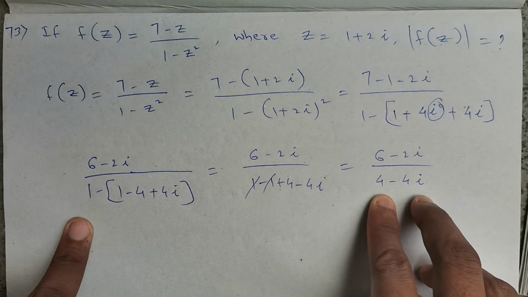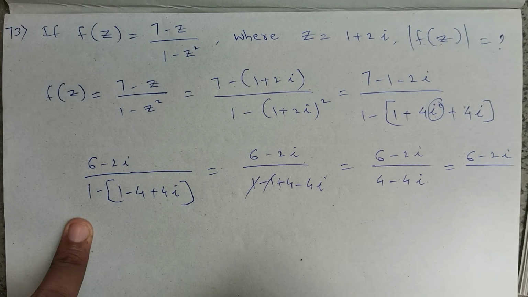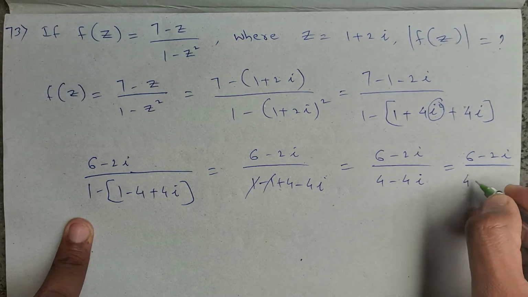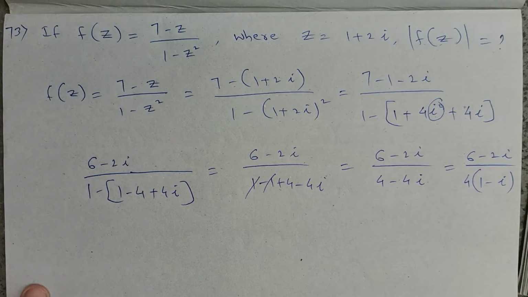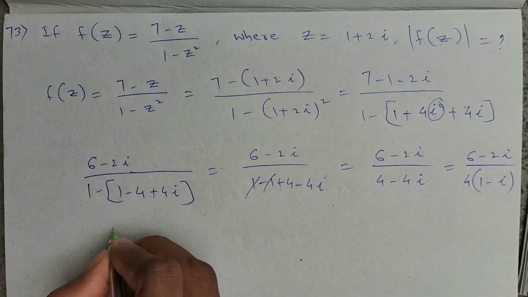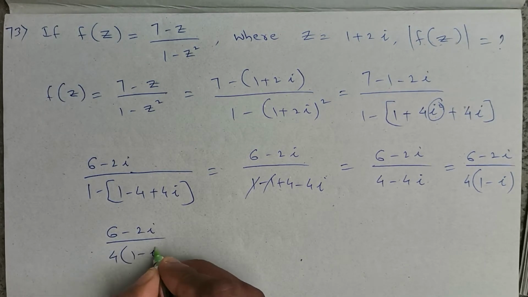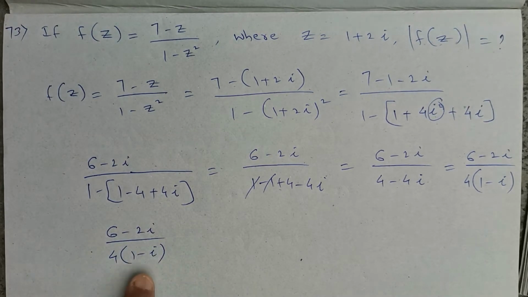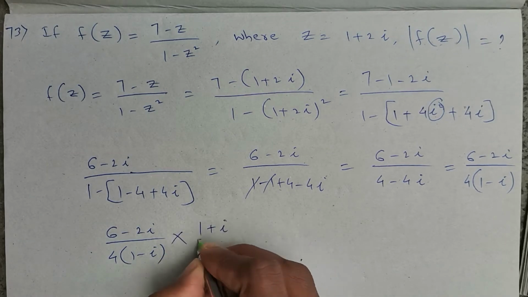From the denominator I will take 4 common. So we remain with 6 minus 2i divided by 4 times (1 minus i). Now I will do rationalizing the denominator. So the numerator is as it is, 6 minus 2i, divided by 4 times 1 minus i. In the denominator 1 minus i is there, so I will multiply and divide by 1 plus i.